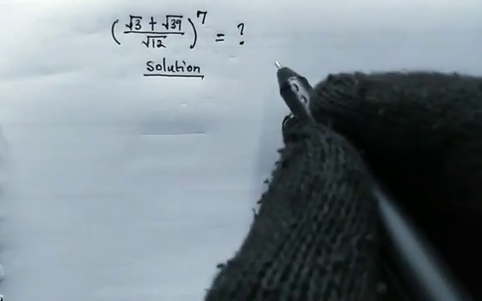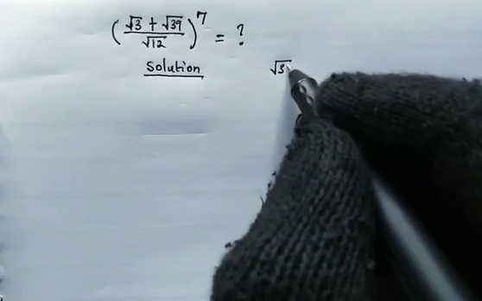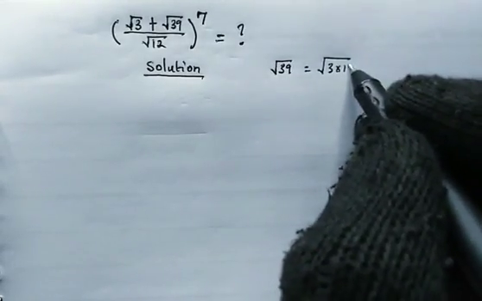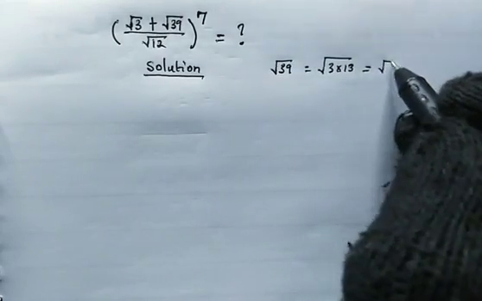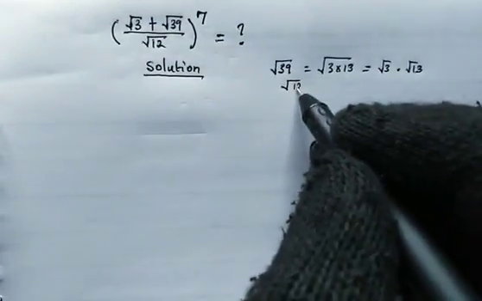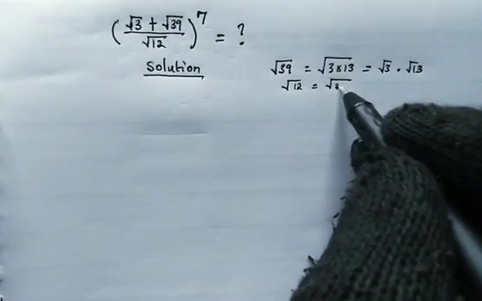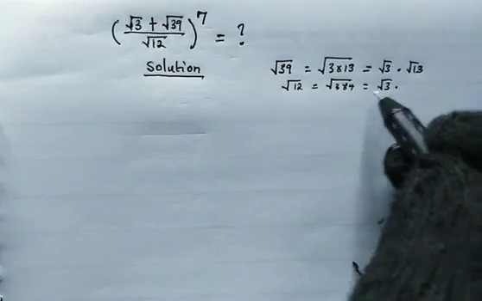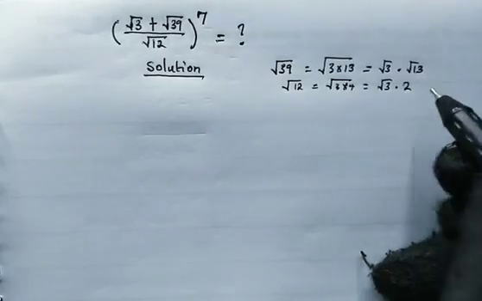First of all, take note that the square root of 39 equals the square root of 3 times 13, which equals square root of 3 multiplied by square root of 13. And from here, square root of 12 equals square root of 3 times 4, which is equal to square root of 3 multiplied by square root of 4, which is 2.